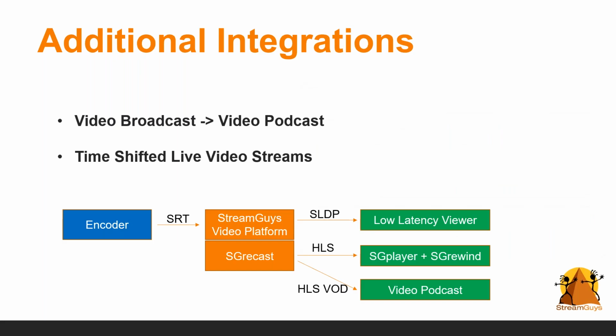Now, this wouldn't be a StreamGuys webinar if we didn't talk a little about SG Recast, our flagship product for content repurposing. You might be wondering, just how does SG Recast tie in with what we're talking about today? Well, if you wanted to archive any of your live video content as video on demand, SG Recast can automatically create HLS VOD files and add them to RSS feeds. That lets you automate video podcasting or automatically add video on demand content to your SG Player.